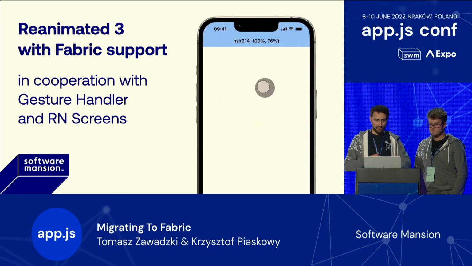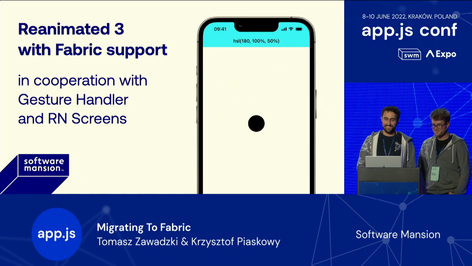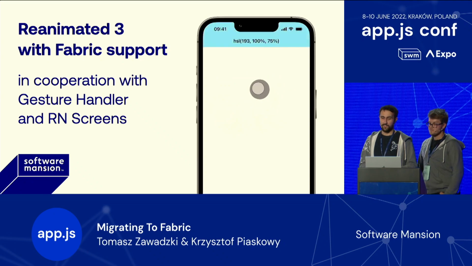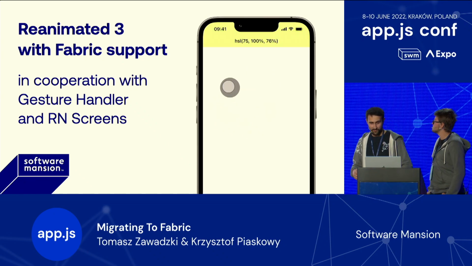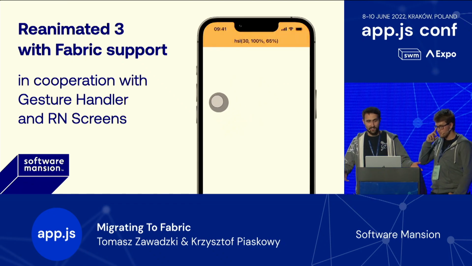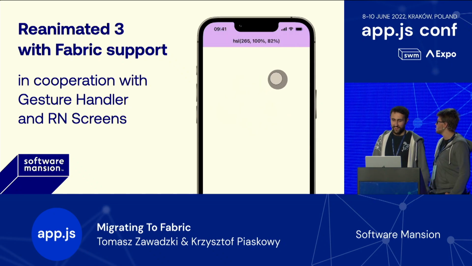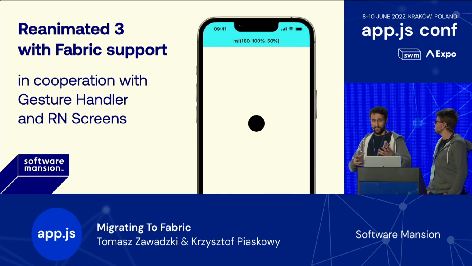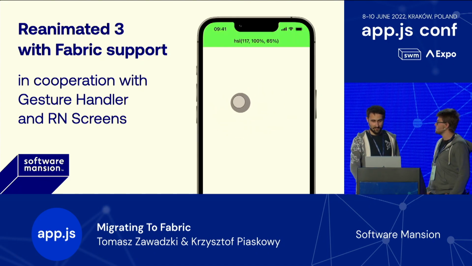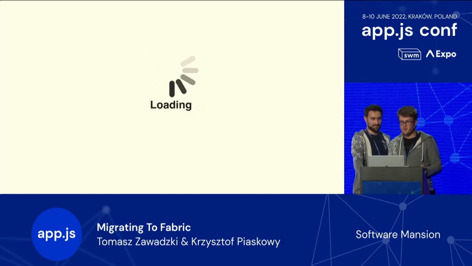So let's look at the video prepared by Tom. This is an example of cooperation of our 3 libraries running on the new architecture. So the header is from Screens, gesture handling provided obviously by Gesture Handler, and Reanimated connects all of it together and animates the changes. So there we have it, 3 libraries already ported.